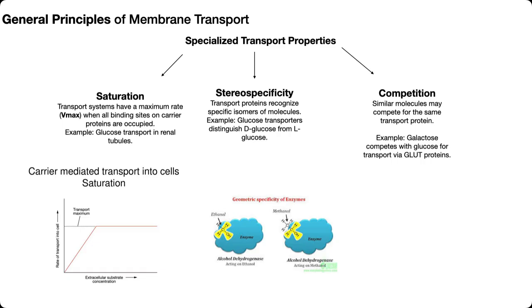Stereospecificity. All right. This is where these transport proteins are going to recognize specific isomers, which are going to be structures that kind of resemble structures that they transport. Okay. So, for example, glucose transporters distinguish D-glucose from L-glucose. All right. So think of it as like a key that only fits into one specific lock. If the key doesn't match perfectly, the lock won't open. All right, so transport proteins kind of work the same way. They're going to recognize and transport only the specific key, or the specific molecule that they're designed for.